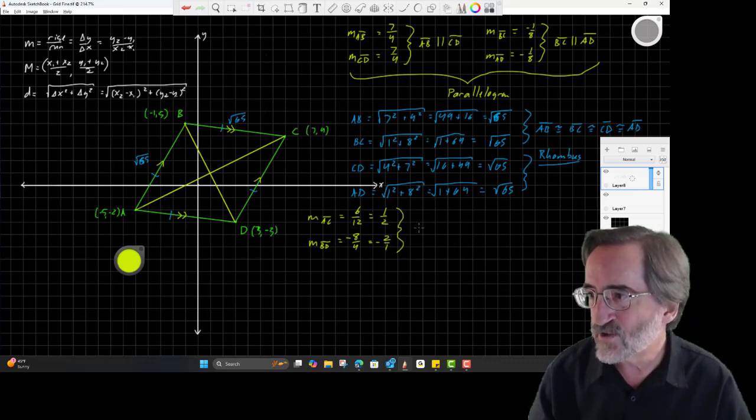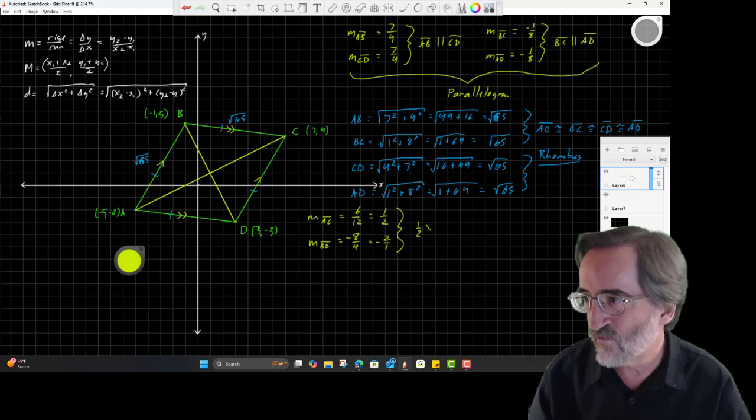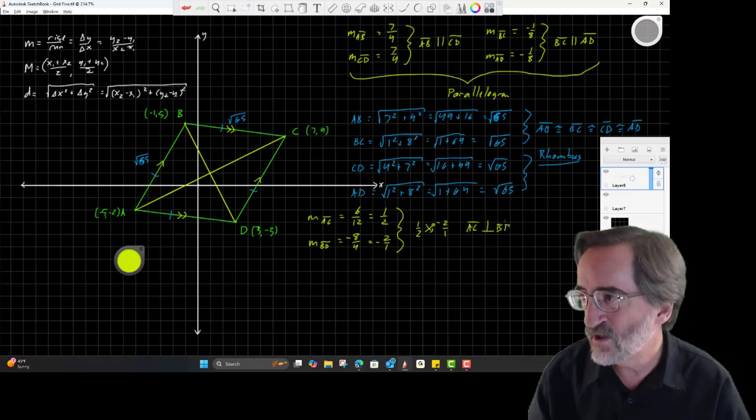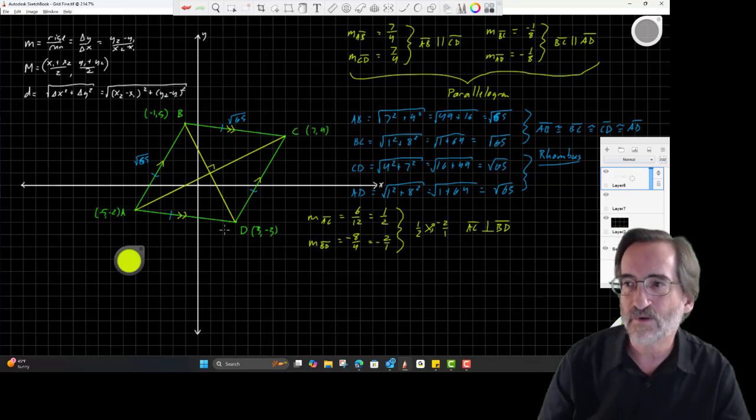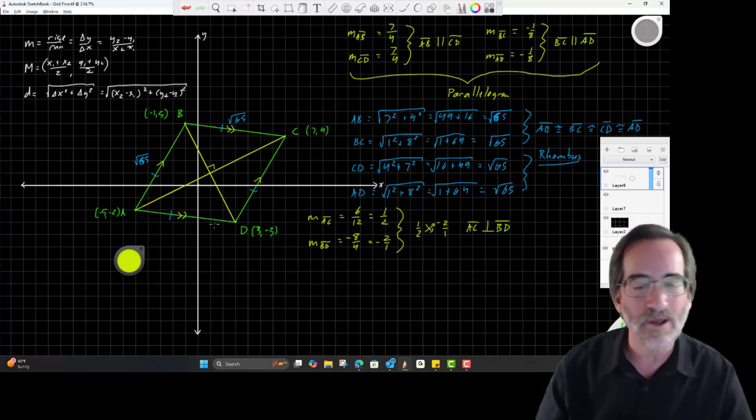These are negative reciprocals of each other. 1/2 flipped over is 2 over 1, and one's negative, one's positive. Therefore, AC is perpendicular to BD. So we know this forms a right angle. These are perpendicular. One more thing I want to add here.